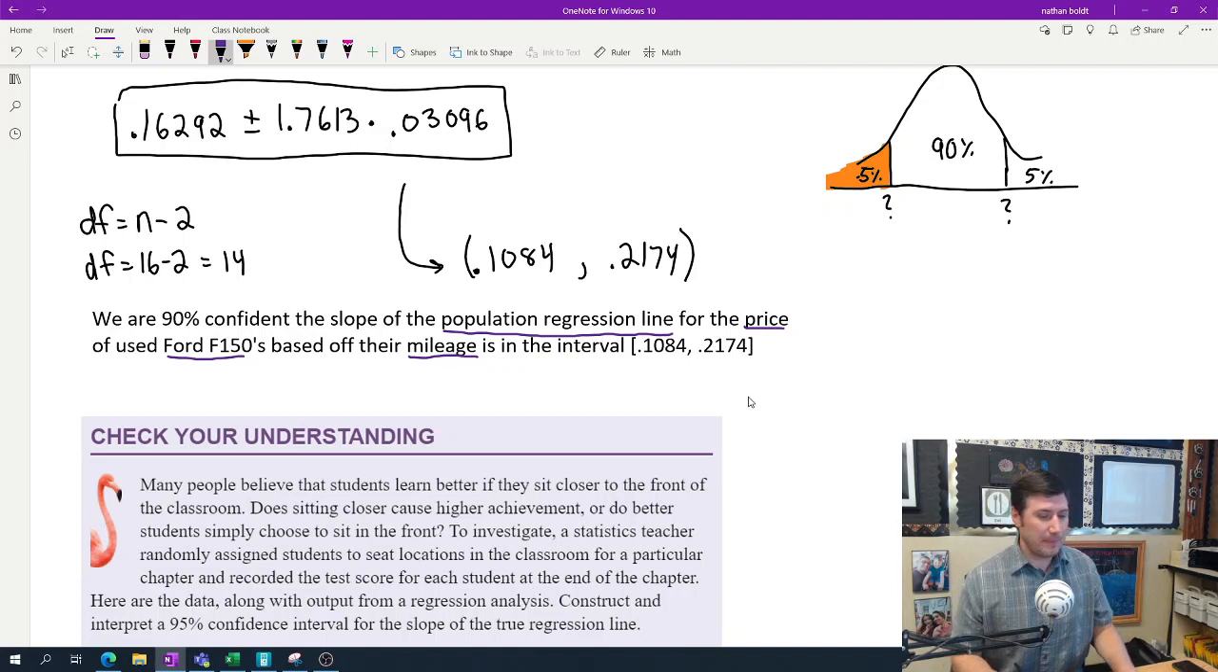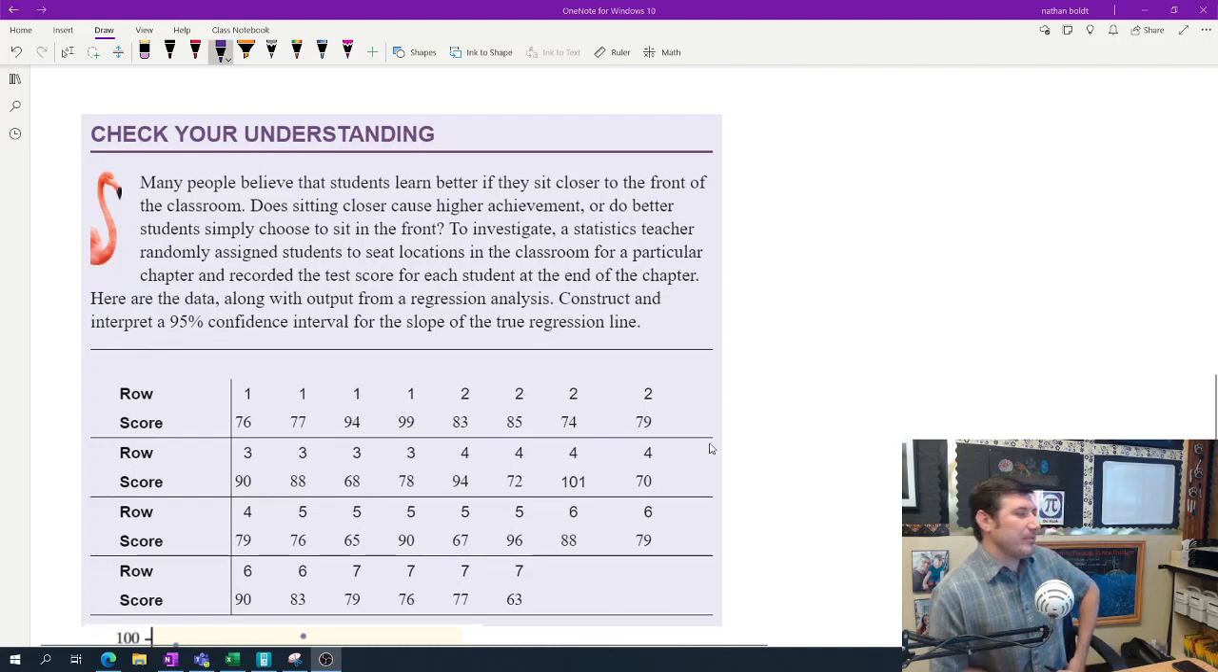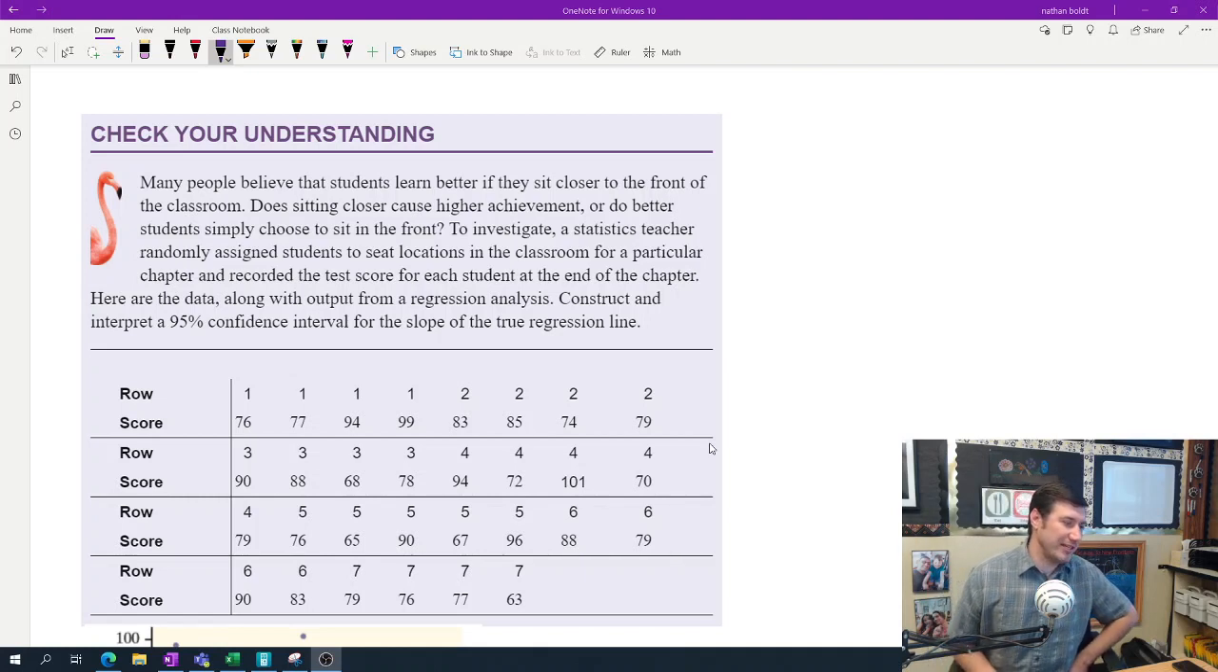to you. All right, let's do one more there, shall we? To really feel like we got that process, to practice it, but hopefully the process not too bad, right? All right, many people believe that students learn better if they sit closer to the front of the classroom. Does sitting closer cause higher achievement, or do better students simply choose to sit in the front? To investigate, a statistics teacher randomly assigned students to seat locations in the classroom for a particular chapter and recorded the test score for each student at the end of the chapter.